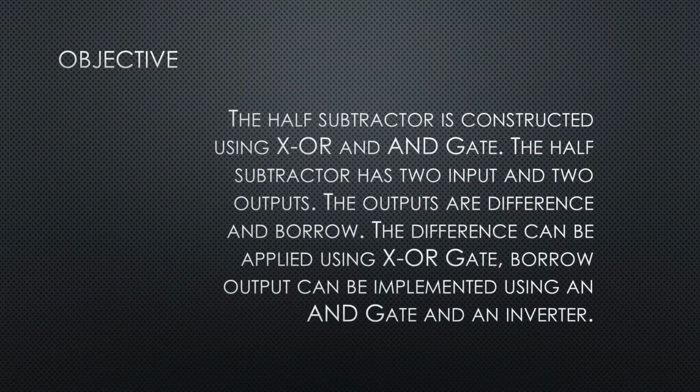Objective. The half subtractor is constructed using XOR gate and AND gate. The half subtractor has two inputs and two outputs. The outputs are difference and borrow. The difference can be implemented using an XOR gate. Borrow output can be implemented using an AND gate and an inverter.